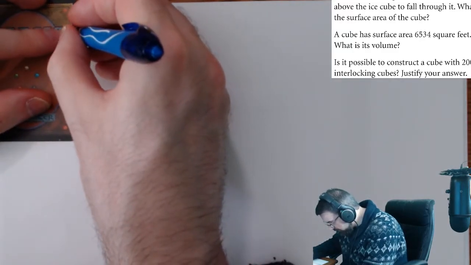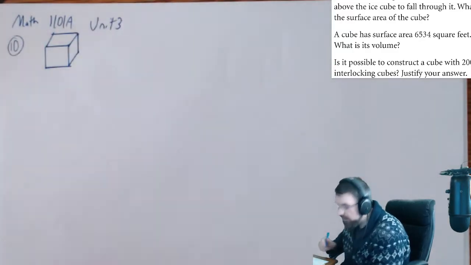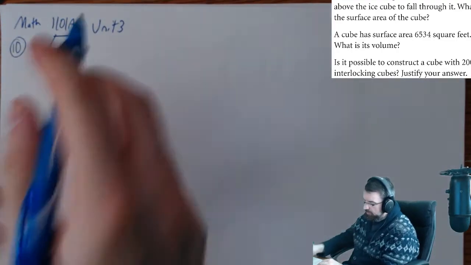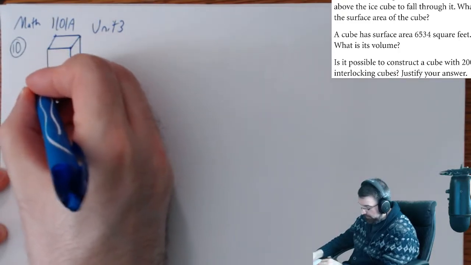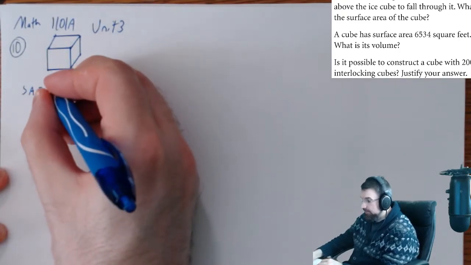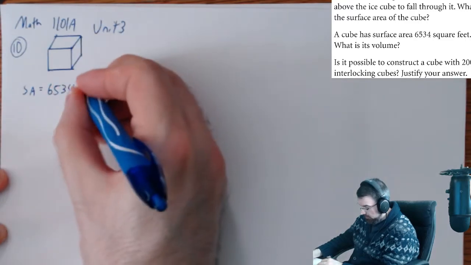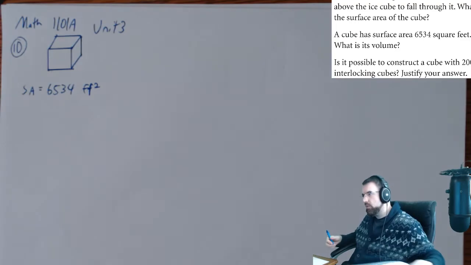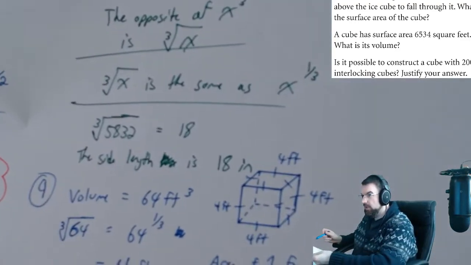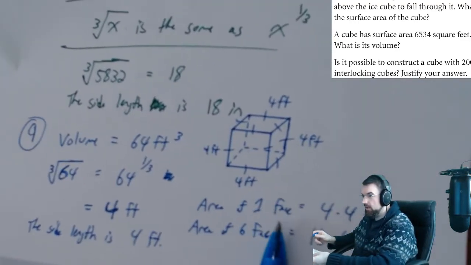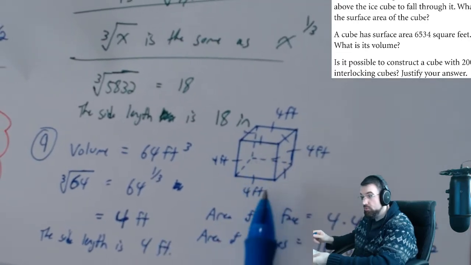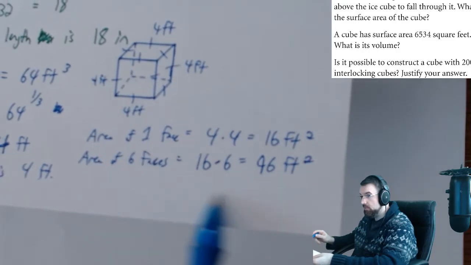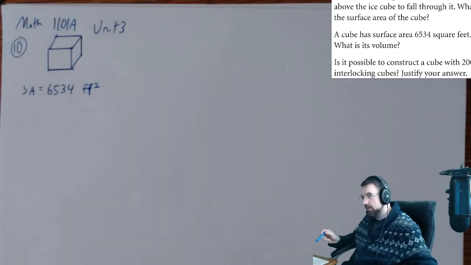So I'm going to err on the side of caution, and I'm going to do a whole bunch of diagrams. Now, this is a little bit of a wonky cube, but just bear with me. So we know that the full thing, the surface area, equals 6,534 square feet. Now, like in the previous question, we know that there's 6 different faces to the cube, so that once we found the area of one face, we had to multiply it by 6 to get the area of the full thing.